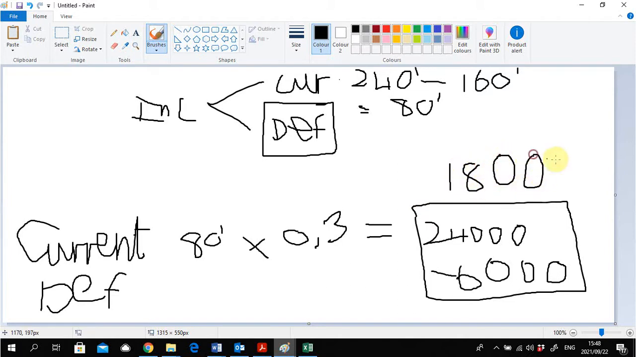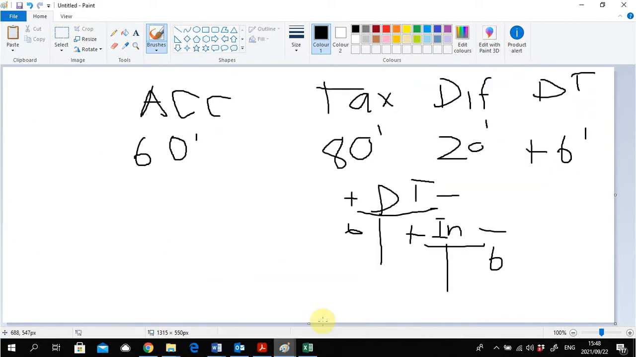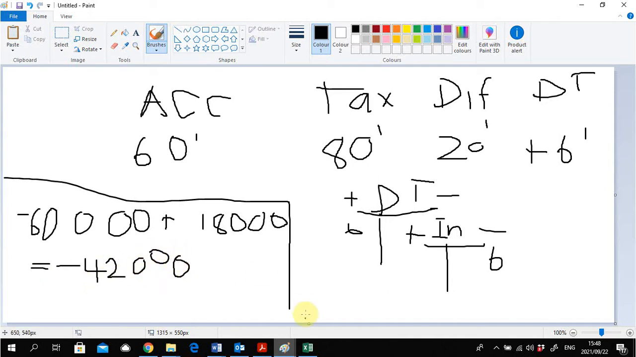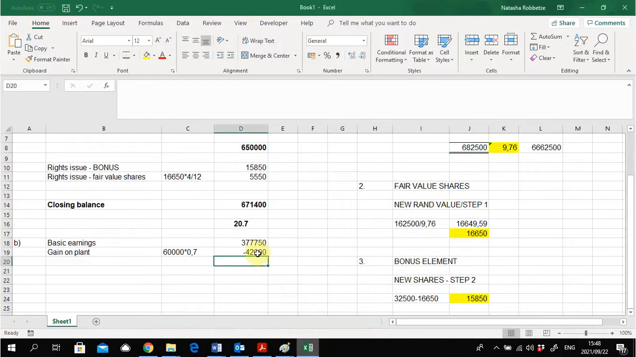Now we're going to say, thus the effect is going to be, I'm just going to write it here, the 60,000 gain that needs to be added back. So it's going to be minus, and then we're going to add to that the 18,000 Rand tax that we just calculated. And that will also give you minus 42,000. And that's the same as the calculation that I've done there.